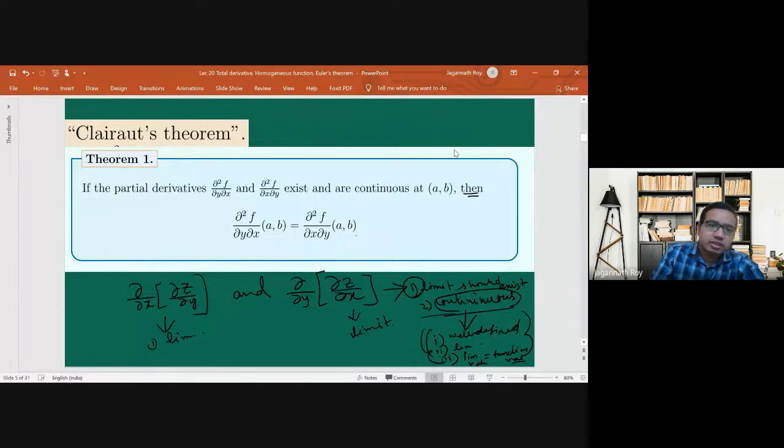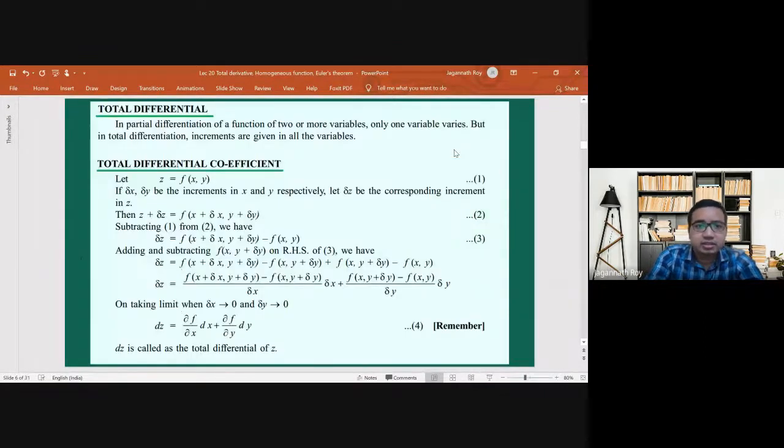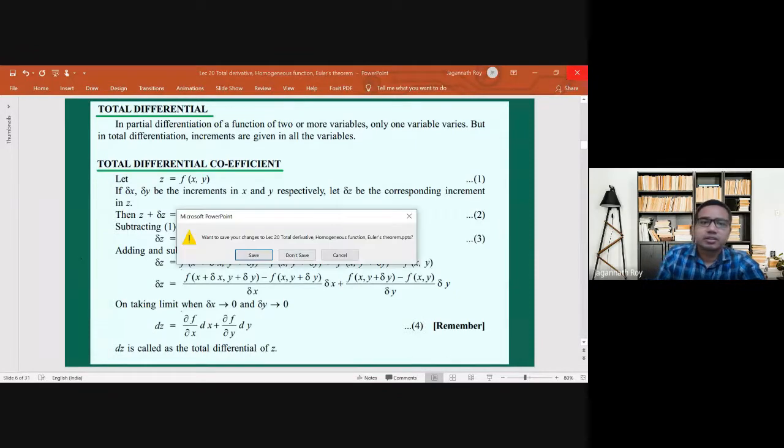As usual, the proof of this theorem is not part of our syllabus. It's just for our information. So this is what I actually missed in the last class, and we have defined this total differentiation in the last class. So let us come back to today's discussion.